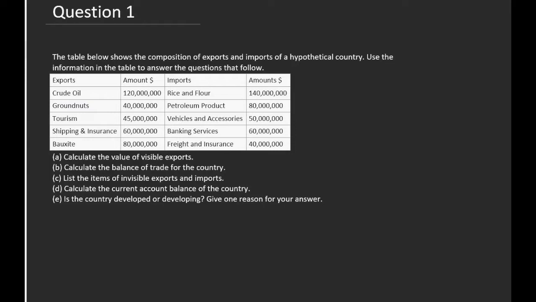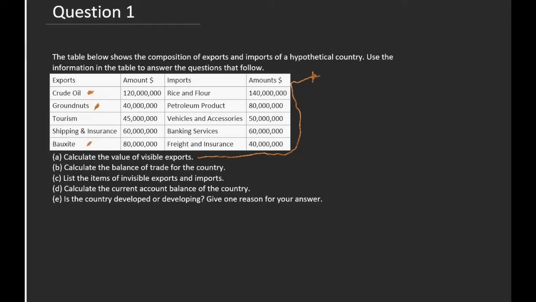Now, I want you to understand, let's take A, the visible exports here. The visible exports are crude oil, granules, and bauxite. They are the visible exports. So the value of the visible exports for A will be the sum of the three.